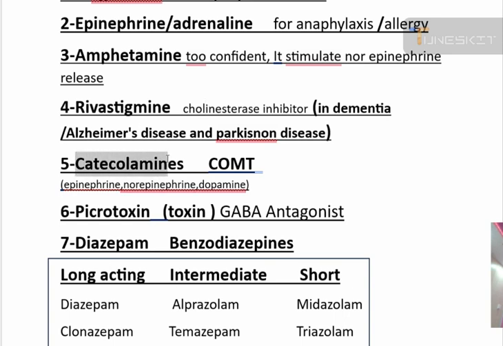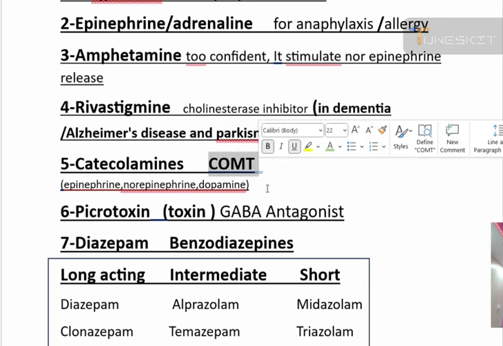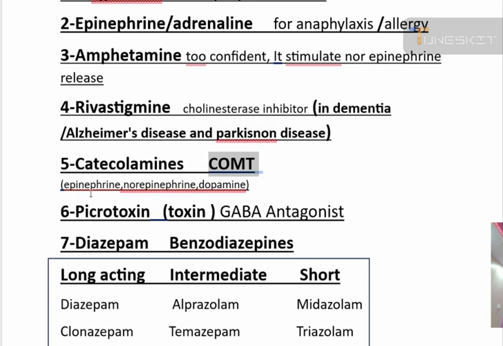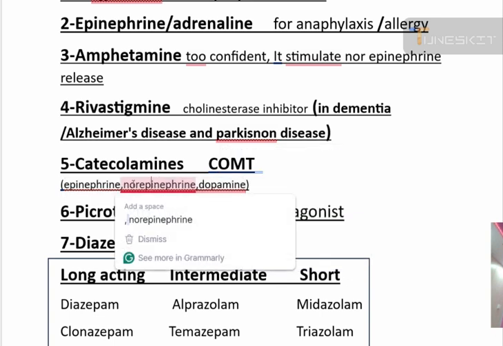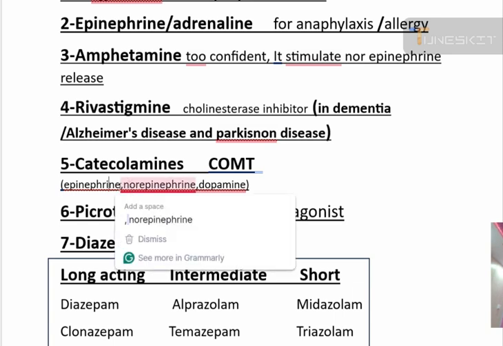Catecholamines, I have told you that the catecholamines are epinephrine, norepinephrine, dopamine, serotonin. All these catecholamines are metabolized by COMT. What is COMT? It is the catechol-O-methyltransferase enzyme. So this is very important. They can give you the structure of epinephrine, norepinephrine, dopamine. So you have to identify the structure of epinephrine, norepinephrine, adrenaline, noradrenaline, and they will ask you which enzyme will metabolize these.